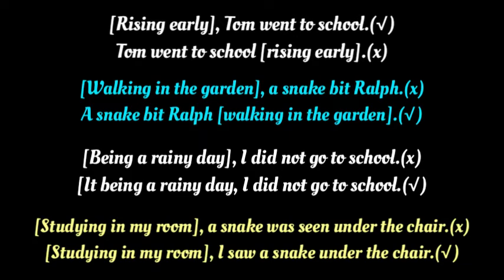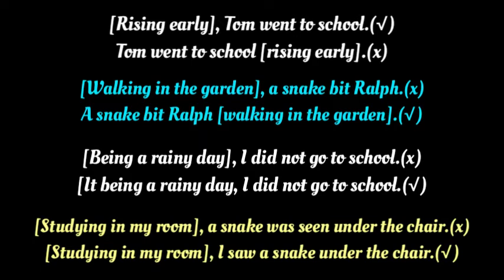And then we have the sentence, "Walking in the garden, a snake beat Ralph." Was it the snake that was walking in the garden? From this sentence, it's not clear which noun the participle phrase "walking in the garden" is modifying, a snake or Ralph. Hence, it's an example of a misplaced modifier. The participle phrase should be placed directly before or after the noun it modifies. So the corrected sentence would be, "A snake beat Ralph walking in the garden."